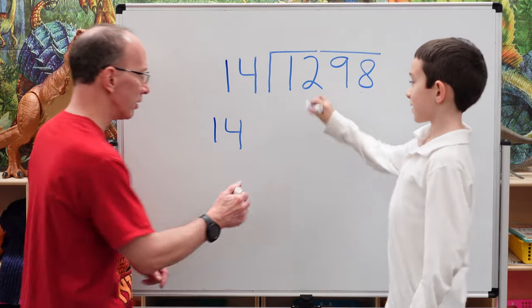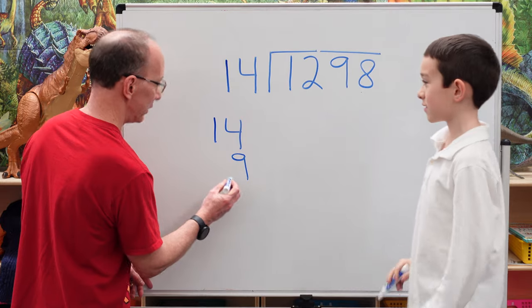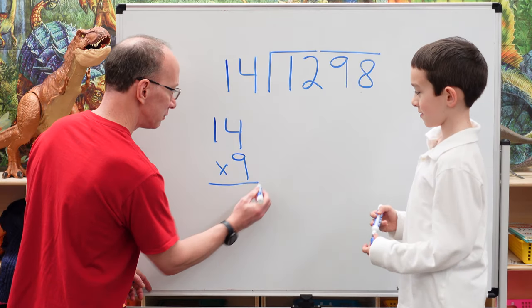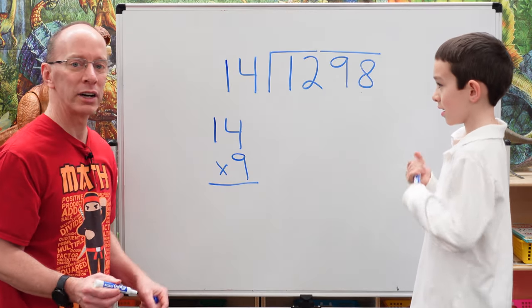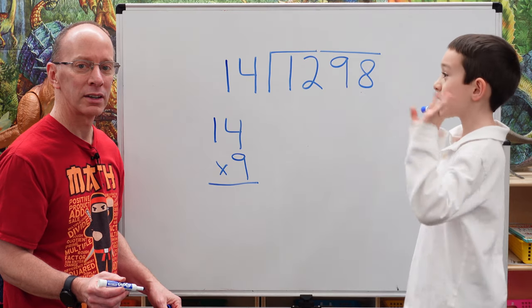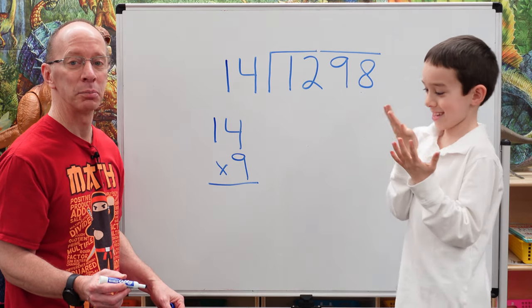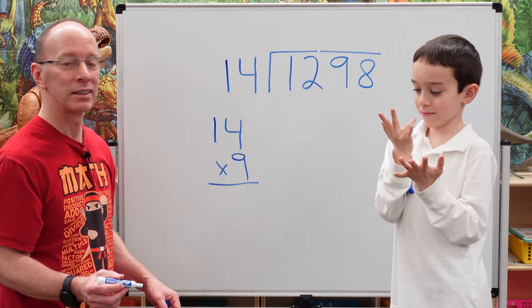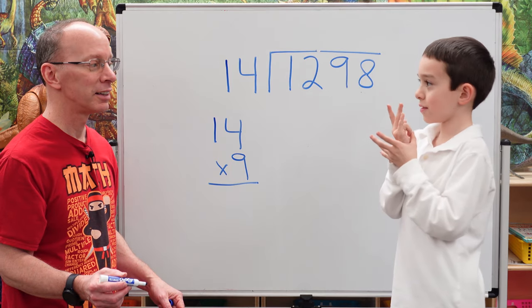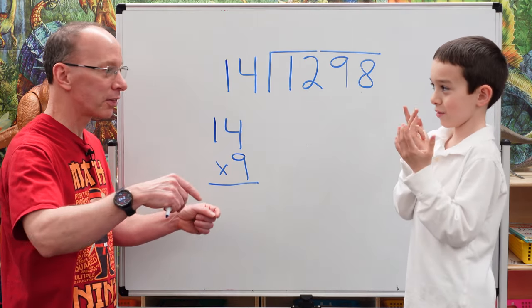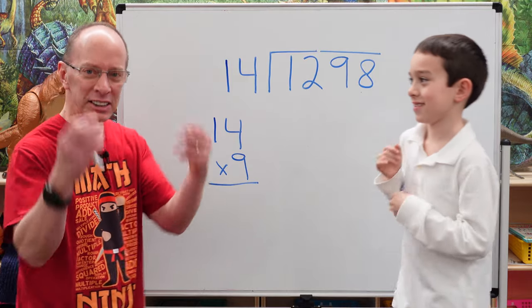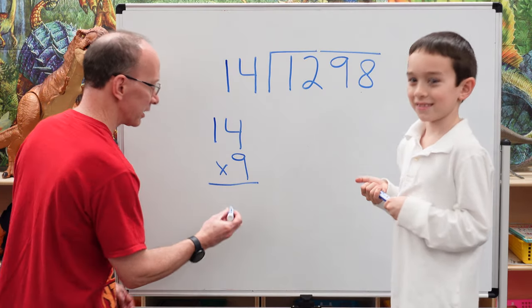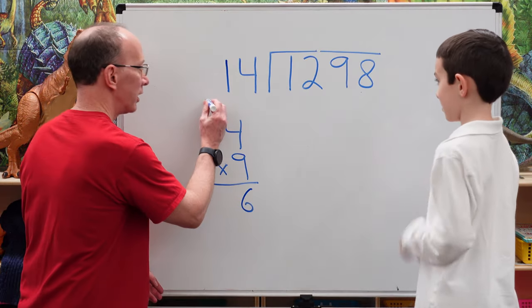We've got to bring it down, unless it was the hundreds. Yes, that would be a good guess. So 9 times 4 is? Let me do my math. He's doing his math right now. It is 36. He's doing that finger trick there. 36. So we have a 6 down here, 3 up here.